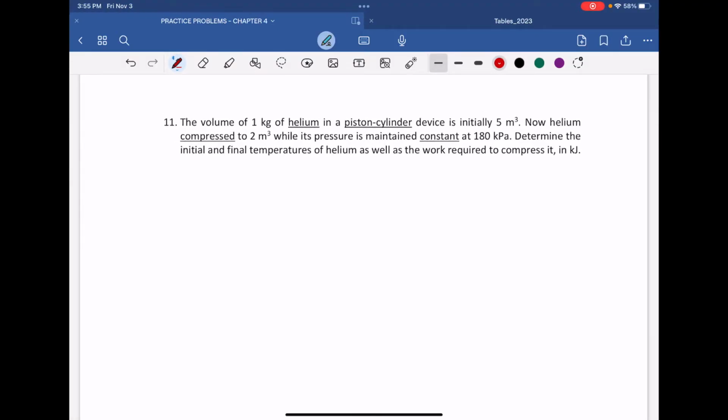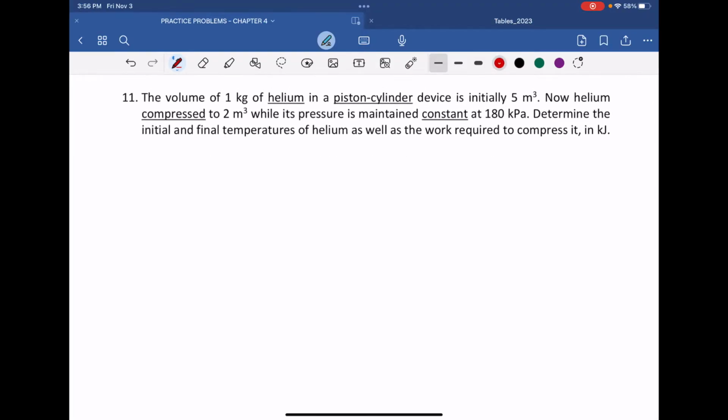Okay, so the helium as a system we have now: the volume of 1 kilogram of helium is 5 meter cubed, and it is compressed to 2 meter cubed, while the pressure remained the same. Determine the initial and final temperatures of the gas as well as the work required to compress it. Well, we just need to find the temperatures from the ideal gas equation if we can. Let's try. And then the boundary work equation we can use, since this is a constant pressure process, to easily figure out the boundary work.